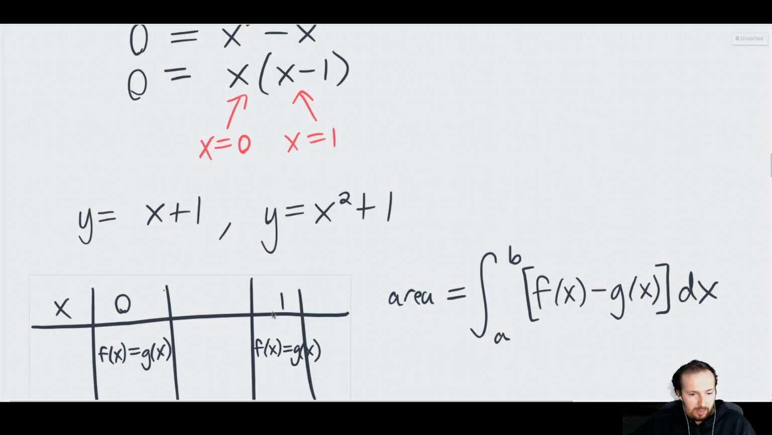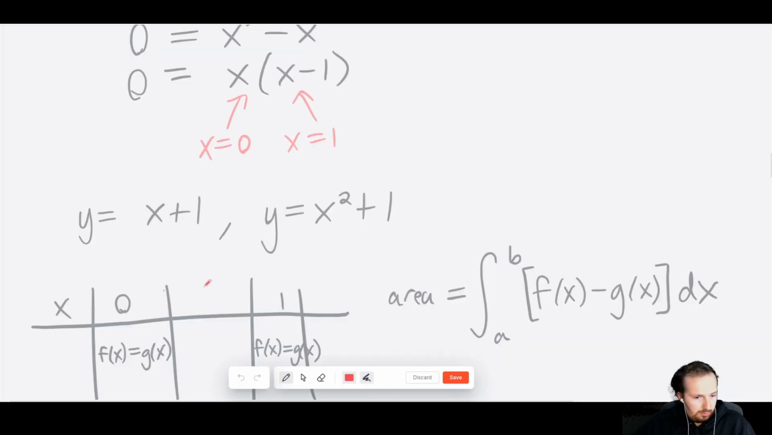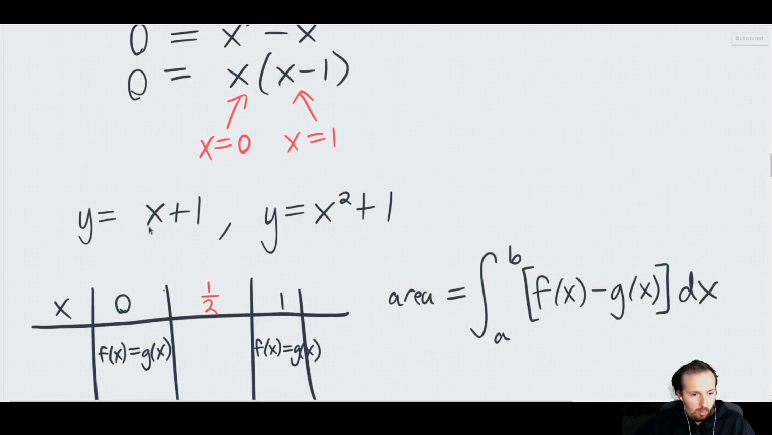What we really care about is between those two bounds, between those two intersection points, which one's greater than the other. So that's the idea. We can pick any value, and the easiest one probably is to pick 1/2. So basically, just plug 1/2 into this function.